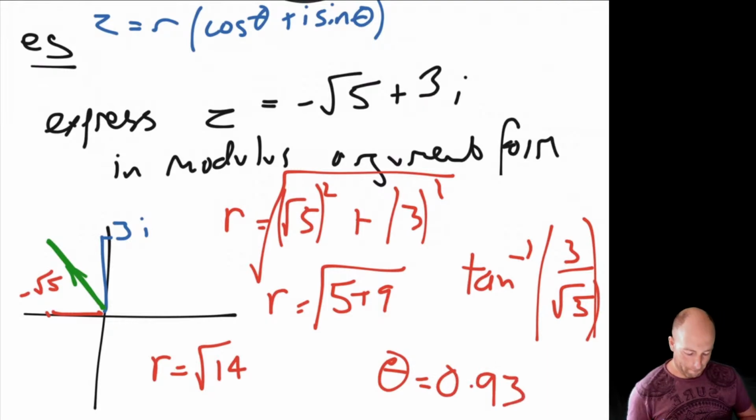So now 0.93 is going to be the angle measured from x, which is going to be the angle there. I want to measure it from positive x, which is going to be this angle here, so I need to do pi minus 0.93.